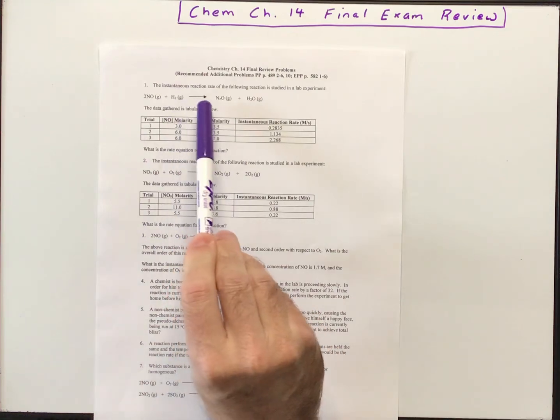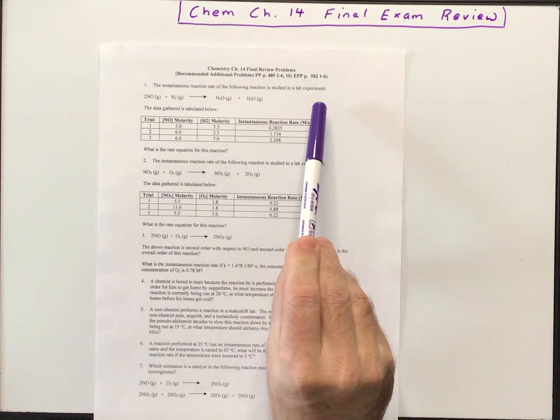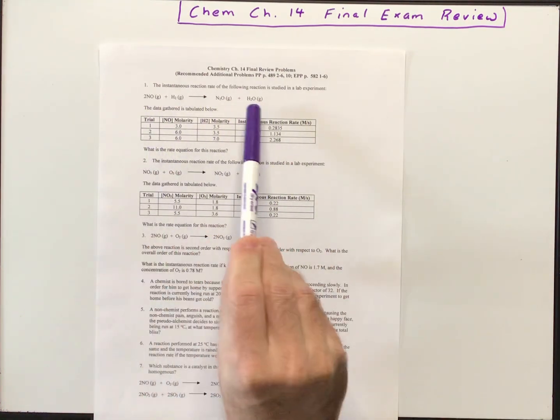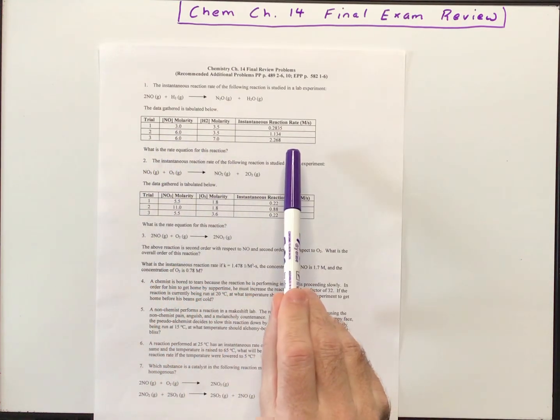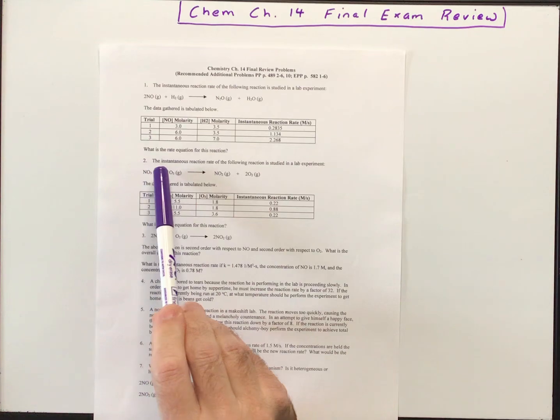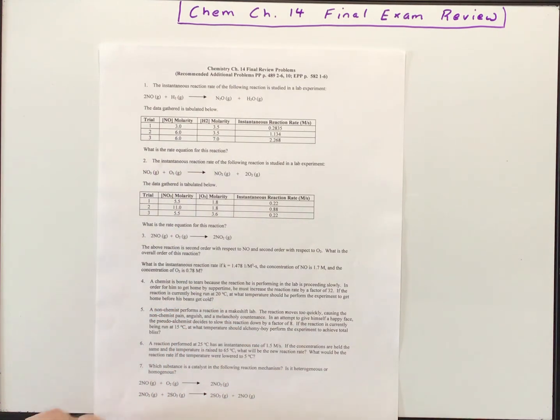So it says the instantaneous reaction rate of the following reaction is studied in a lab experiment. We have a reaction there, and then we have the data table with the concentrations and the reaction rate. And we want to know what is the rate equation for this reaction.